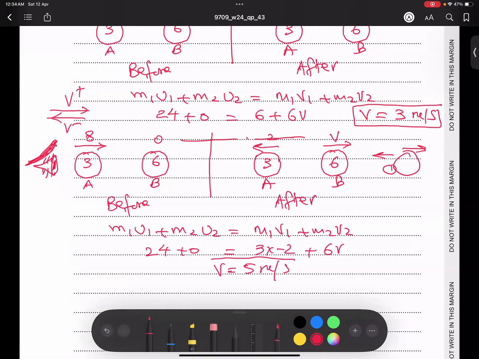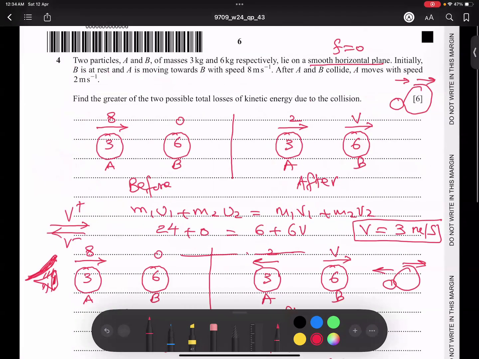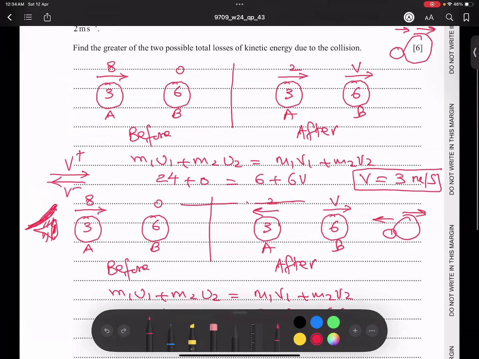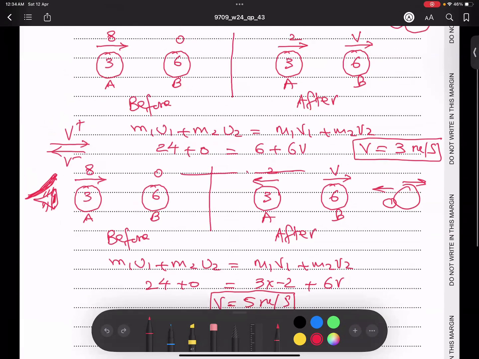So I believe this part is very clear. So we have 2 possibilities, and now he's demanding from us to find the greater. It means there are two possible kinetic energy losses. And he said, which is the bigger loss? Find that only.